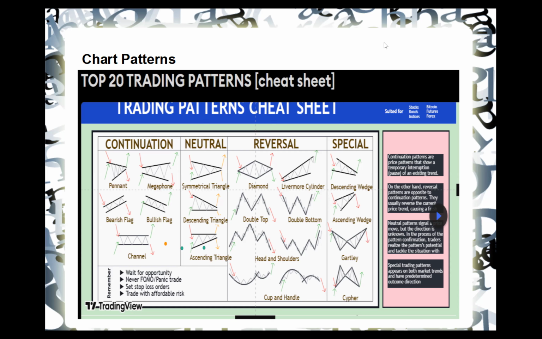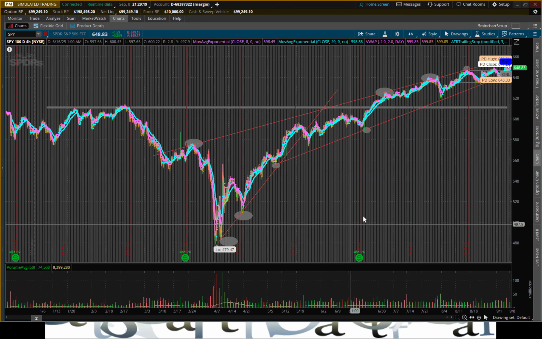Can you guys see my Thinkorswim there by any chance? It's not up yet. Okay, it's still the presentation. Just one moment. Let me put up Thinkorswim so I can show you what I'm talking about here. All right, do you guys see that there? Yeah, it came up.